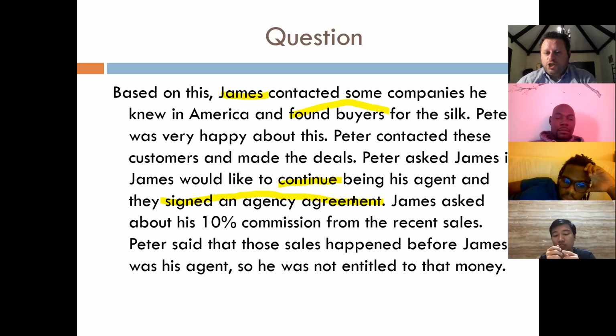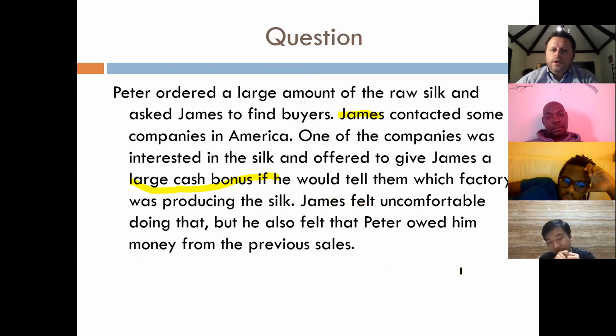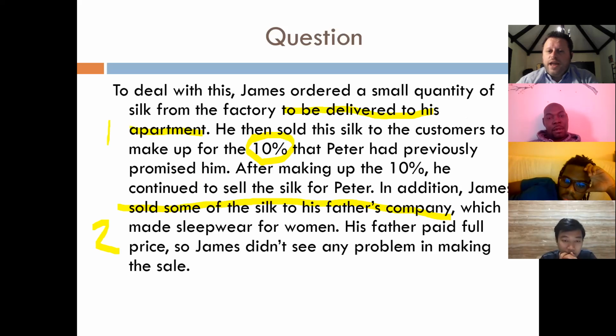Now, they sign an agency agreement. So now it's James's job as an agent to do this. Now, James calls some companies, and James gets a company to deliver some silk to his apartment.